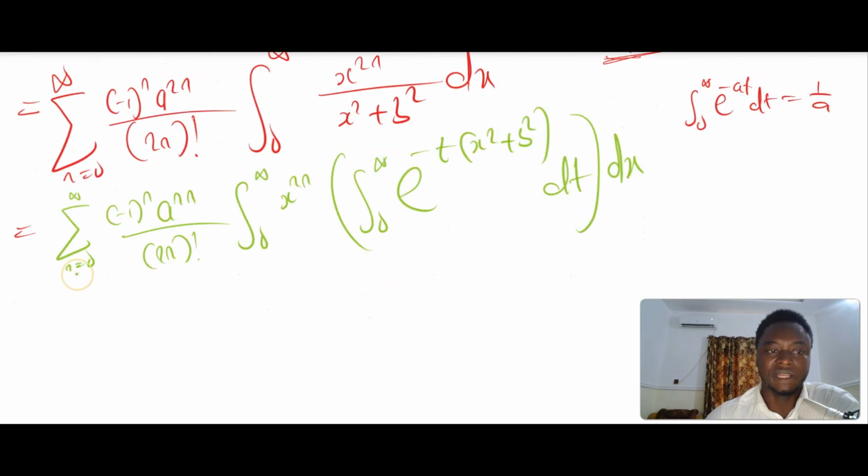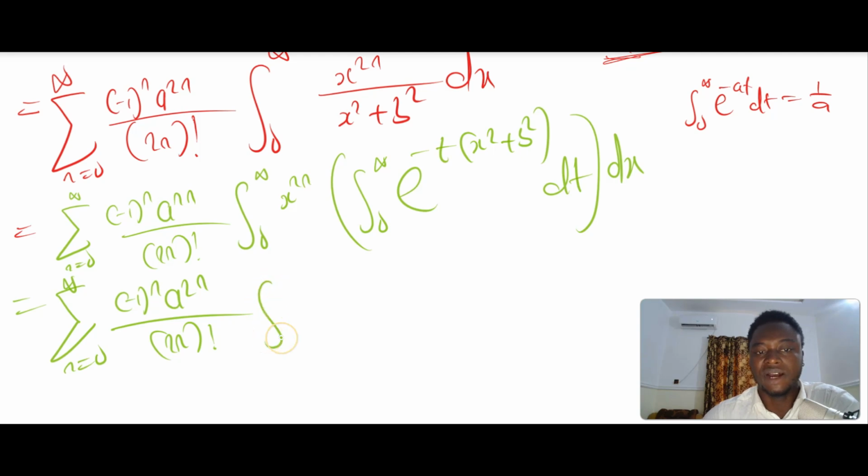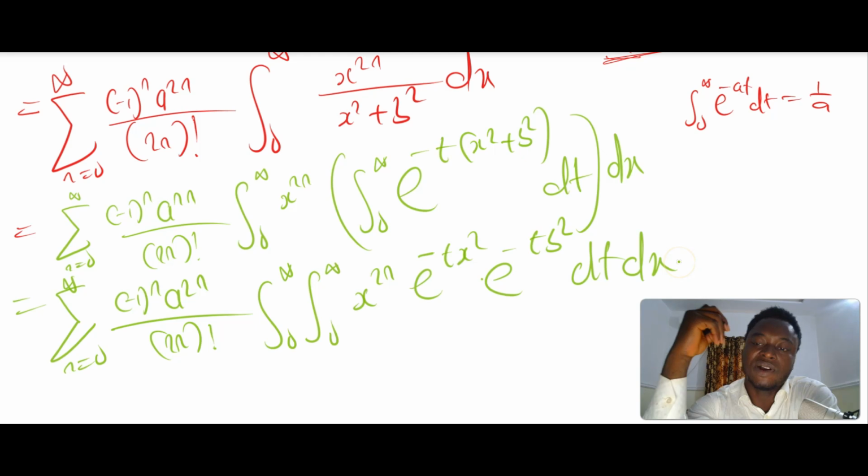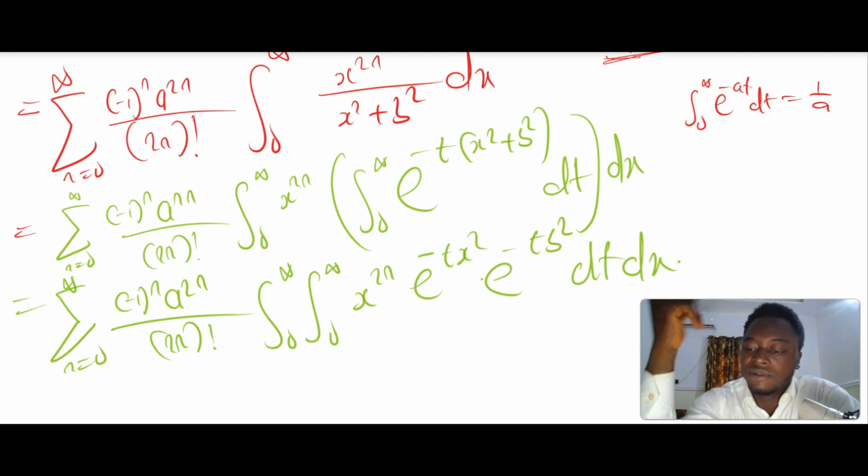If we go on further, you would also have the sum as n runs from 0 to infinity of negative 1 to the n, a to the 2n divided by 2n factorial. Now you have the integral from 0 to infinity of x to the 2n times e to the negative t x squared, times e to the negative t b squared, then dt dx. Now we are going to do dx before we move on to dt.